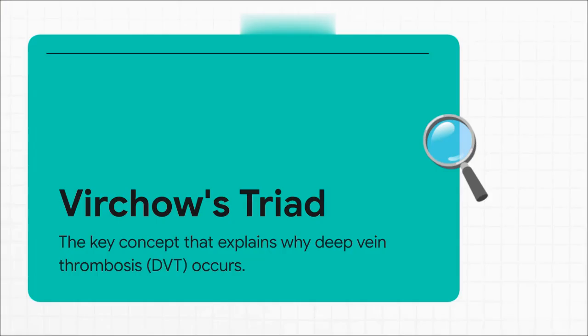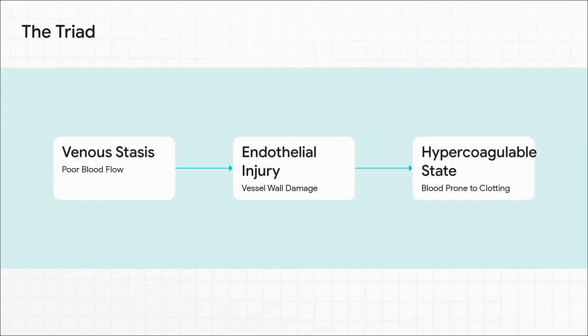Now listen, this is not just some historical term to memorize for an exam. This is your essential clinical framework for understanding why clots happen. If you've got a patient with a DVT, your job is to basically hunt for the elements of this triad. It tells you the story of why this happened to this patient. These three factors create the absolute perfect storm for a clot to form.